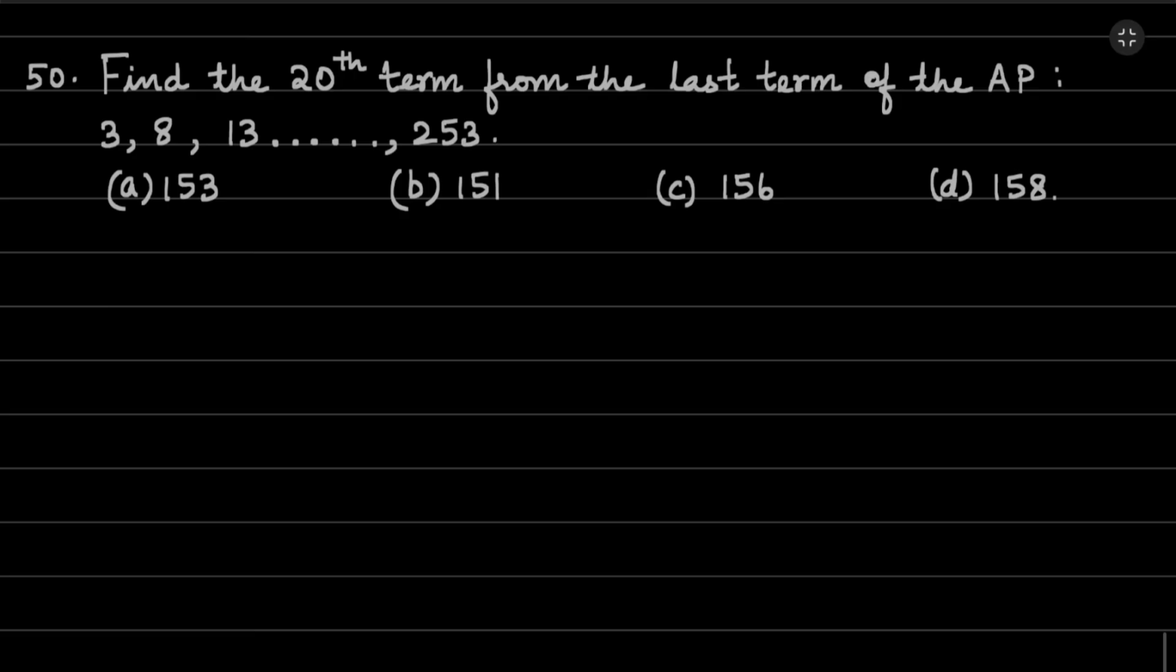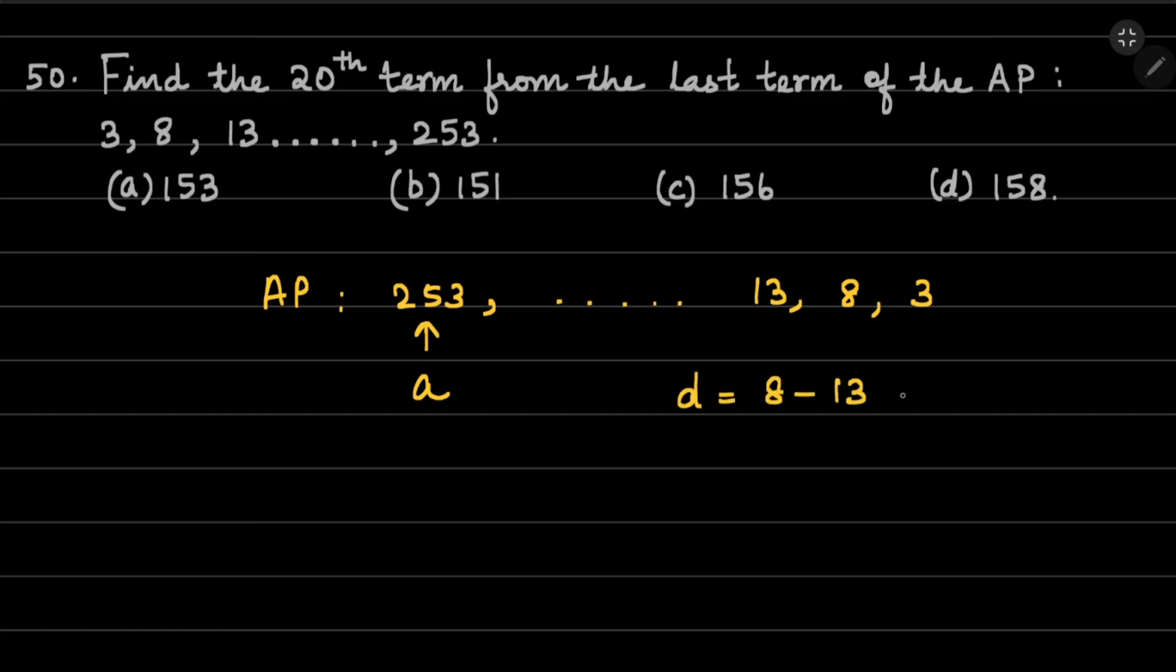Find the 20th term from the last term of the AP. Whenever you are asked the last term of an AP, you have to reverse the AP. So the new AP would be 253, and so on, 13, just reverse it, flip it, 8 and 3. This is your A. And what is your common difference D? 8 minus 13 is minus 5. D is equal to minus 5. Let's find out the 20th term. This is equal to A plus 19D.